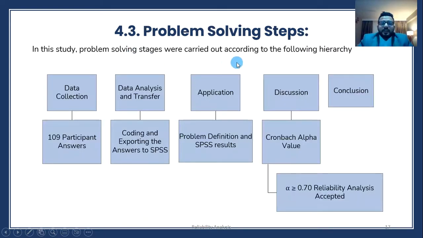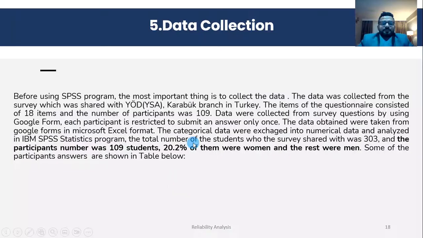And here are the steps of the problem solving, starting with data collection and ending with conclusion. We'll see them in the next slides.